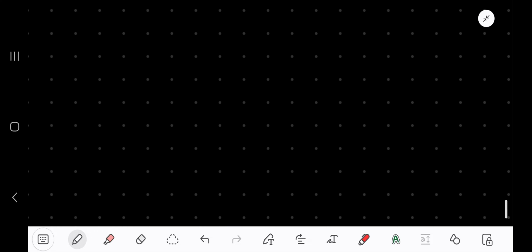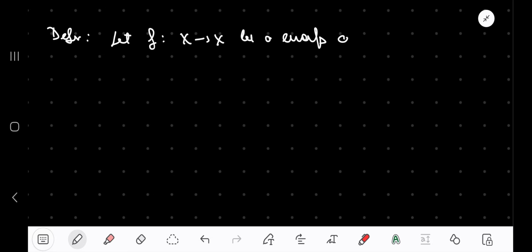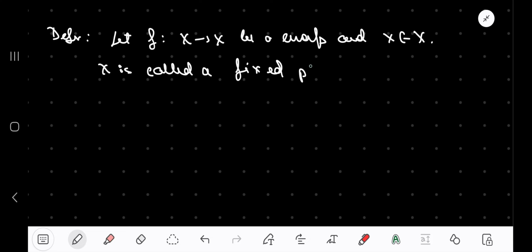Now what is a fixed point? A fixed point is a point which gets mapped to itself under the map. So, definition. We are assuming X to be a metric space everywhere. Let F be a map, and let x be in X. Then x is called a fixed point of F if F maps x to itself. Fine.